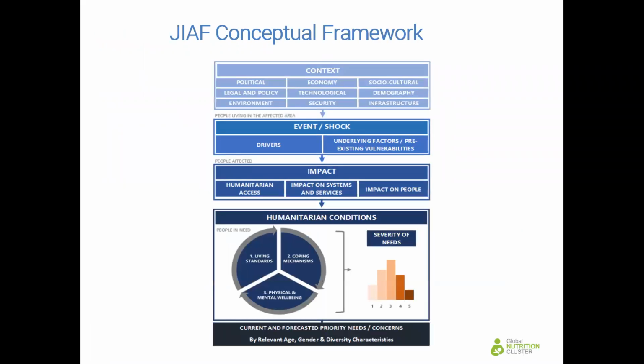Here's a screenshot of what the JIAF conceptual framework suggests. And for those that did engage last year, you will see how the HNO structure already mirrors this to a large extent. The simple idea of the JIAF conceptual framework is really to have these 5 pillars, or these 5 boxes you see here. The last box, current forecasted need, is considered the 5th one. It looks like one box, but it's actually a separate one.